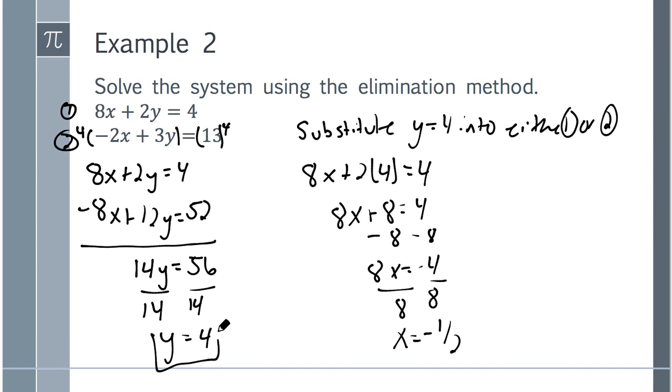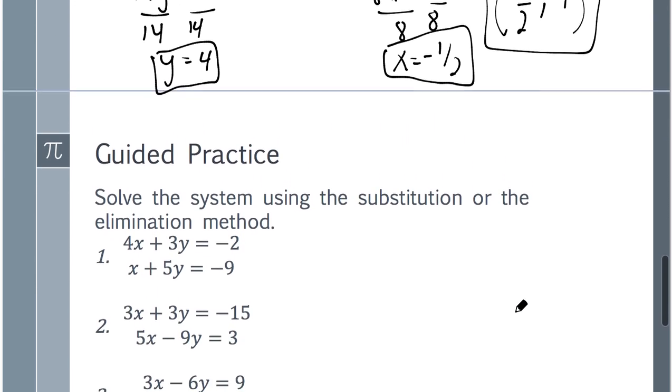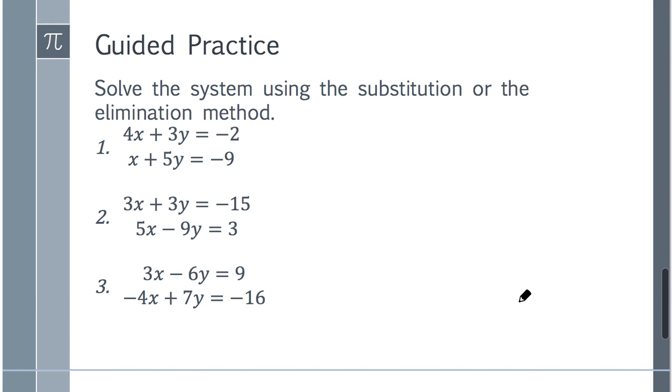There we go. We have our y value, we have our x value, and then remember, I like to write this as the intersection point, so negative 1/2 comma 4. And there is your answer. All right, so let's try some guided practice problems to see if you understand this. So go ahead and try them and enter your answers on Edpuzzle.